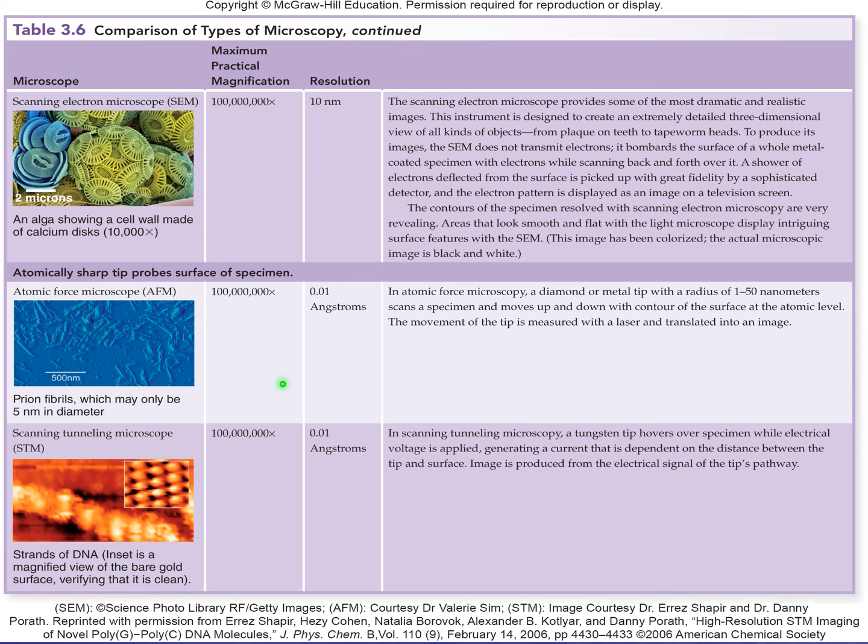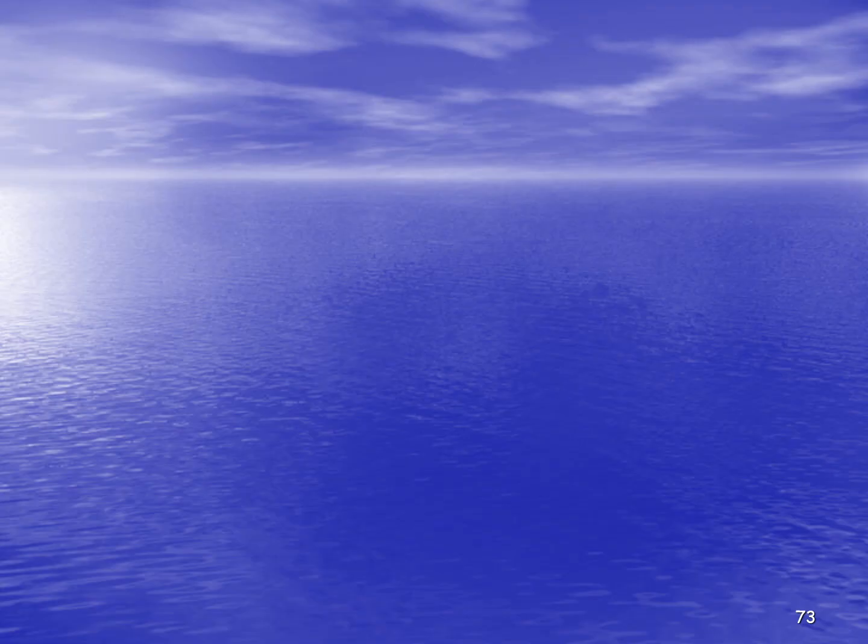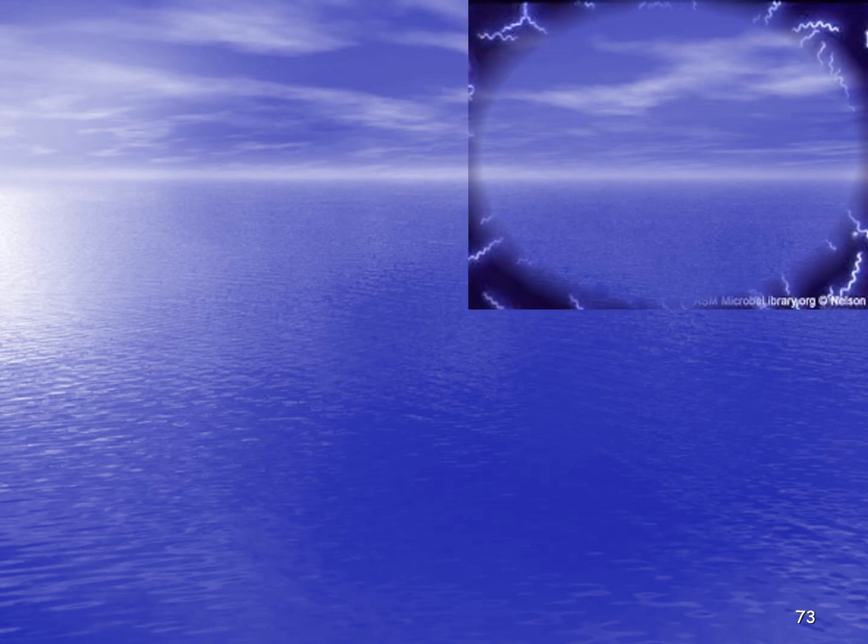But here's the disadvantage of these two. We destroy the specimen in the process of the magnification. And again, probably none of you will ever see an atomic force or scanning tunneling microscope. So I'll show you some examples of these.